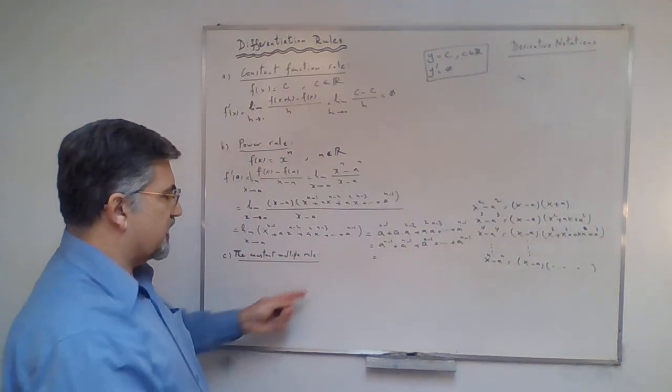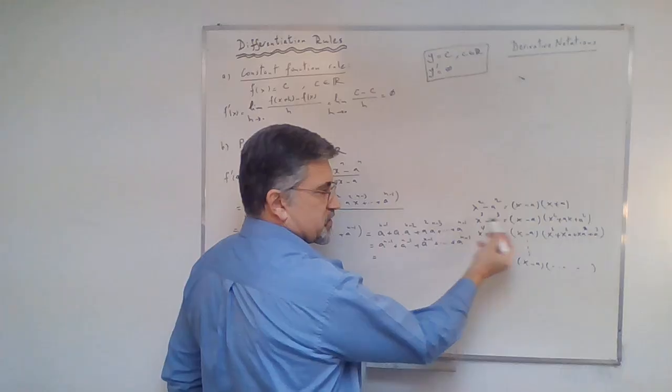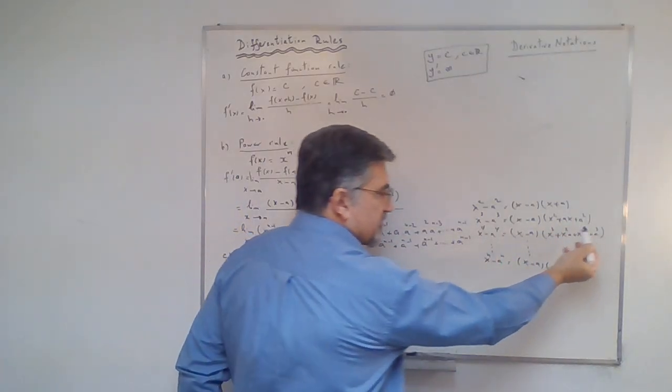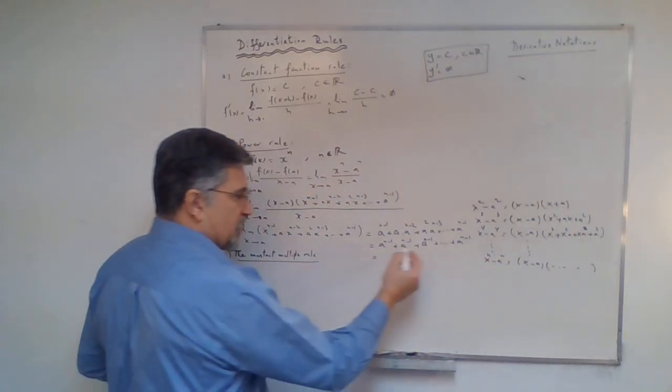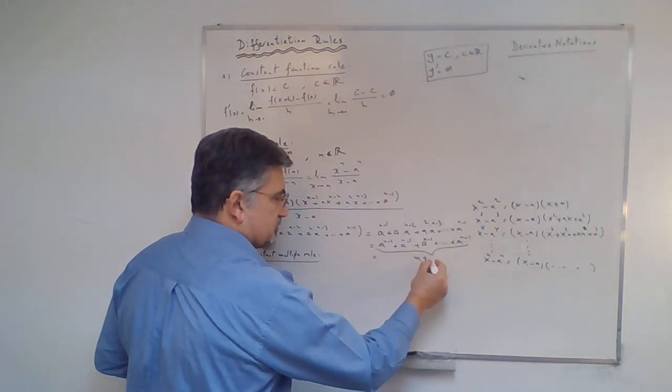And when you think about how many terms there are: when the exponent was 2, we had 2 terms; when the exponent was 3, we had 3 terms; when the exponent was 4, we had 4 terms. Now that the exponent is n, we have n terms here.